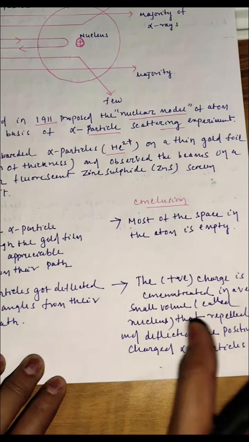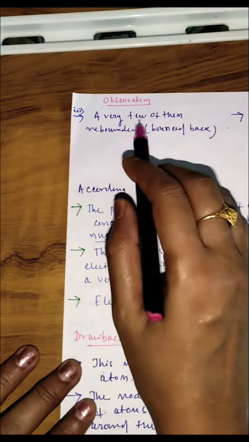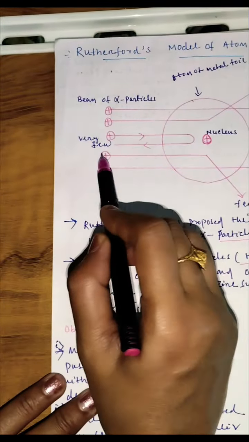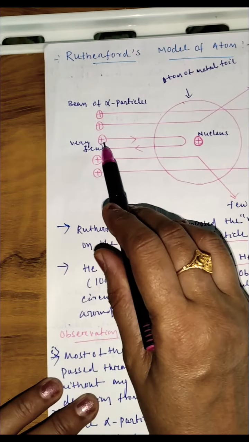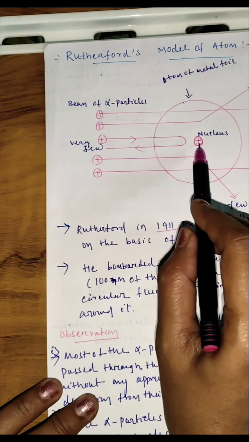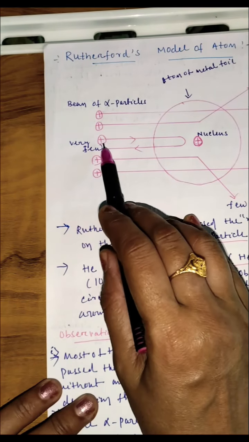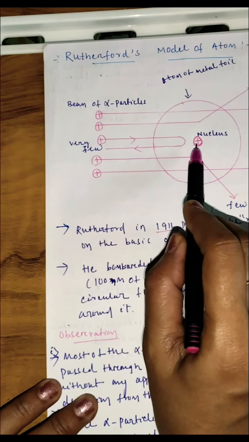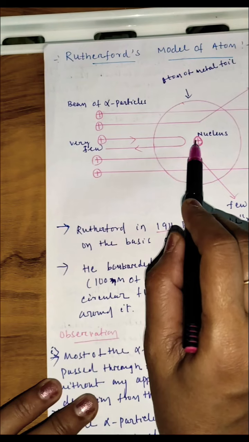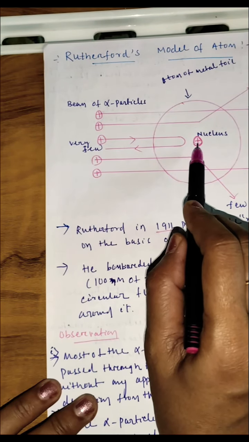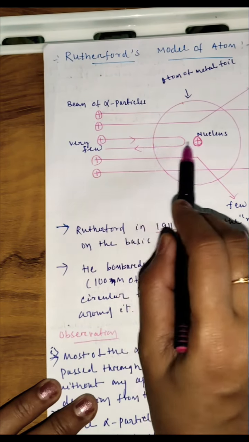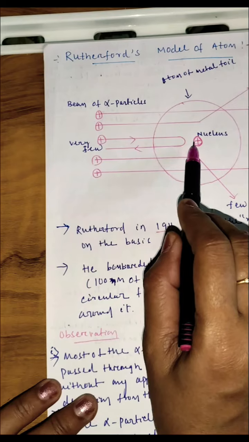Okay. Now, third observation is a very few of them are rebounded from their path. See here, a very few of them are rebounded. Rebounded means, because the alpha particles are positively charged and the nucleus is also positively charged, that means same charge, a repulsion takes place. So when these positively charged helium particles or alpha particles bombard the center of the nucleus, which is mass, that means the whole mass of the atom is concentrated here, that is when there is a bombardment here, then it will bounce back.